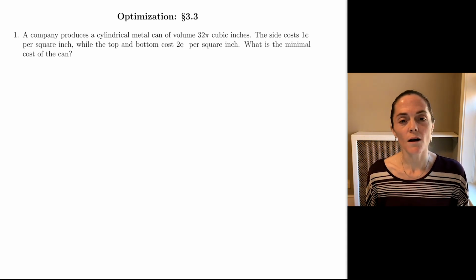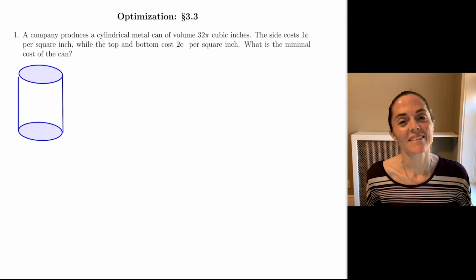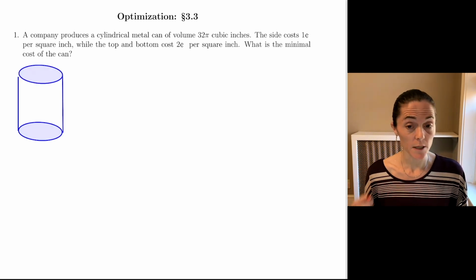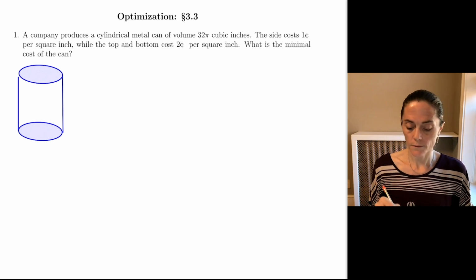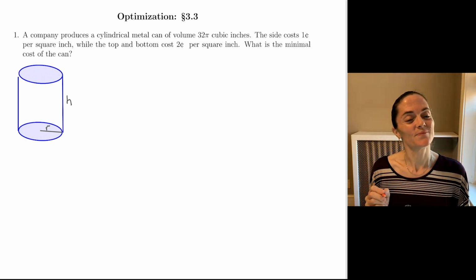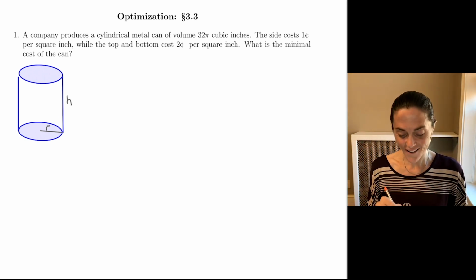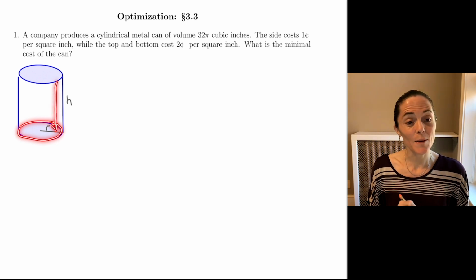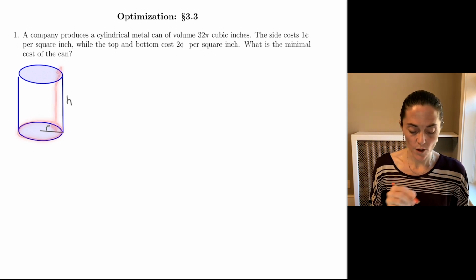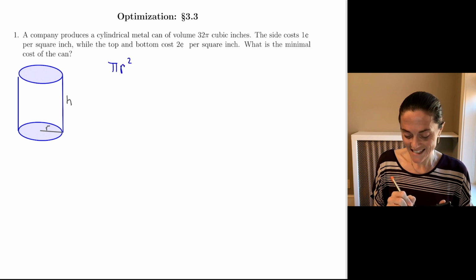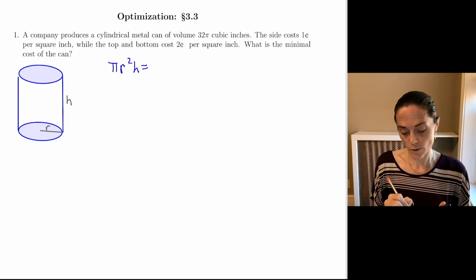First of all, let's draw a cylinder. In all of these problems, I recommend you start by drawing a picture if it's applicable. Then what are we given? We're given volume. Let's put a little radius r and height h. The area of the base is pi r squared, and then we multiply by the height to get the volume. So we are told the volume, which is pi r squared h, equals 32 pi.